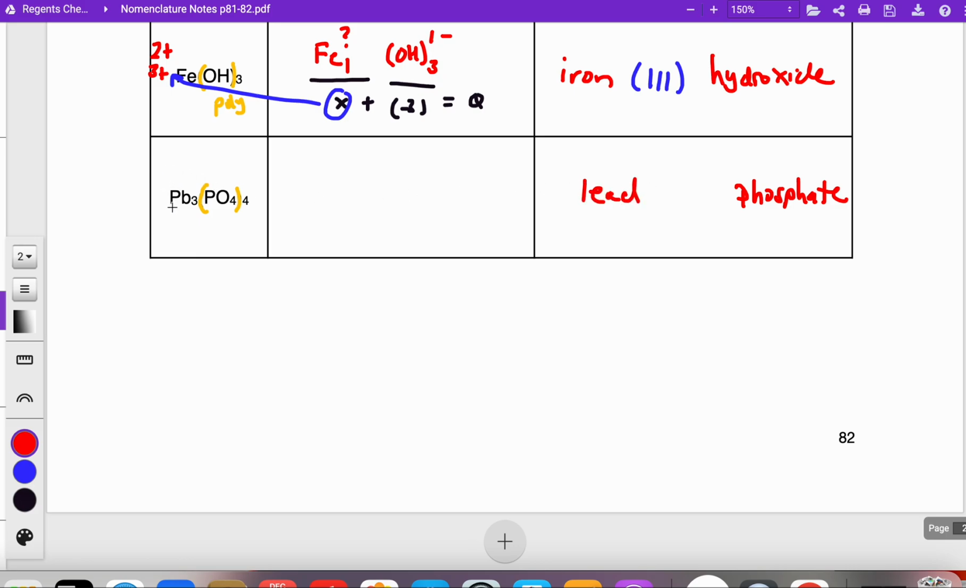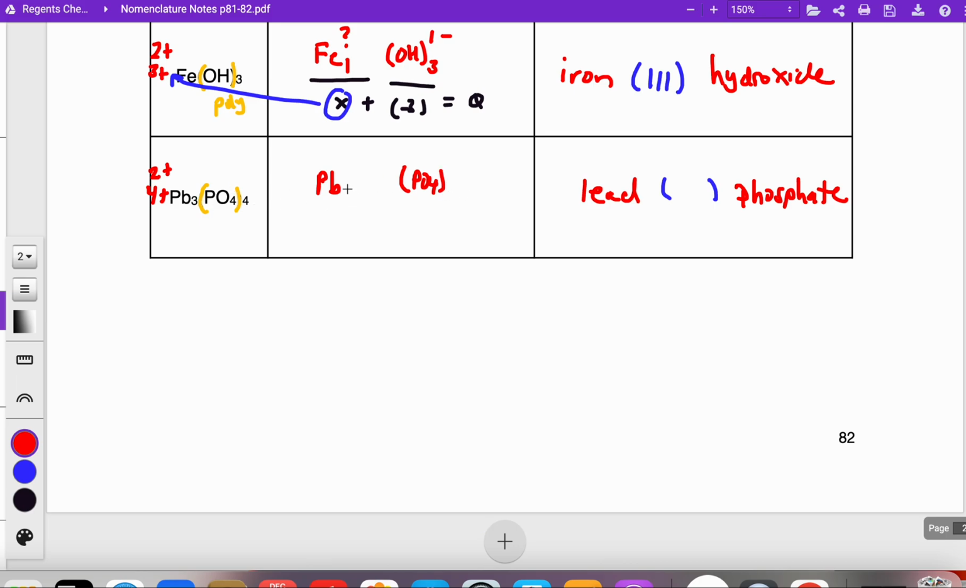When you go and look at Pb on the periodic table, you will see that it has multiple positive oxidation states. It can either use a +2 or a +4. So we need a Roman numeral in this name to indicate which lead cation is actually in use here. So we'll use our reverse crisscross. So we have Pb, and we have PO4.